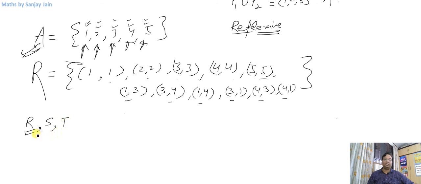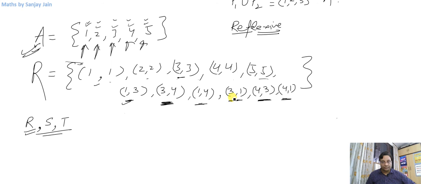Let us check transitivity. (1,3) is there, (3,1) is there, so (1,1) should be there. Yes, it is there. (3,4) is there and (4,3) is there, so (3,3) should be there. It is very well present. (3,4) is there, (4,1) is there, so (3,1) should be present. Yes, it is there, right? (1,4) is present, (4,3) is present, so (1,3) should be present. Yes, it is present.